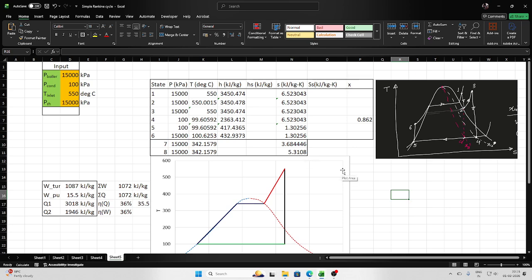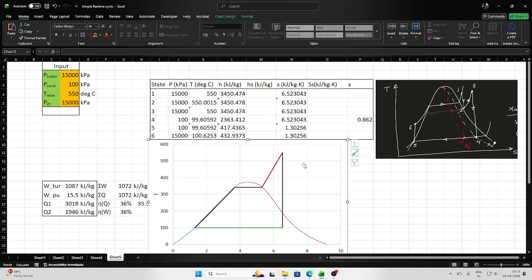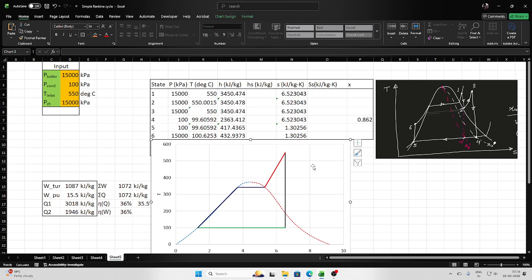Apart from this, I have also drawn the TS diagram for this particular problem, and let me show you how this TS diagram changes as I increase the reheat pressure. At this point the reheat pressure is exactly the same as the boiler pressure. So you can see there is nothing new to it, because as the reheat pressure becomes the same as the boiler pressure, there is no reheat applied at all. That's why you are only able to see this line.